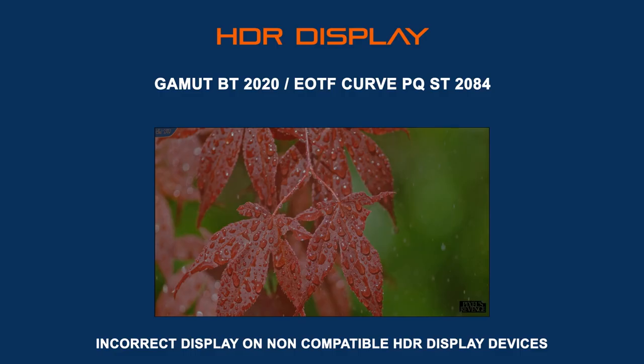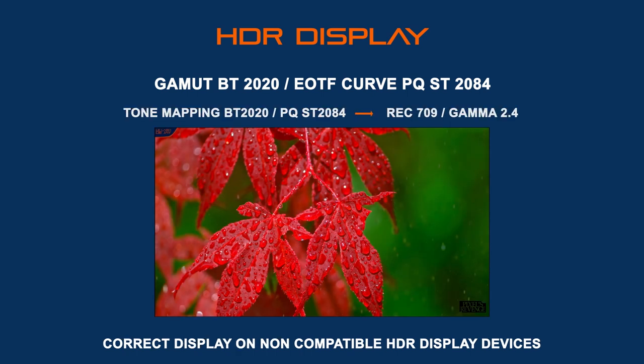If you want to display an HDR content on a display set that is not compatible, that is to say an SDR display set, you don't have 50 solutions, you have to do some tone mapping. You will transform your content to adapt it to the display characteristics of your display device. In this case, you will transform the color volume and the transfer curve into the color volume and transfer curve wished. That is to say that you will pass from BT2020 to Rec 709 and from PQ to Gamma 2.4.